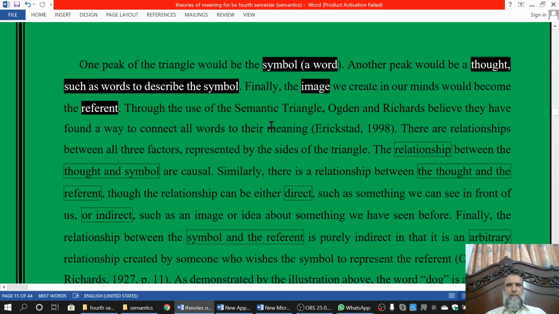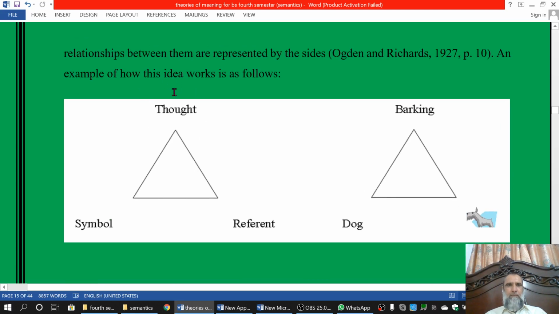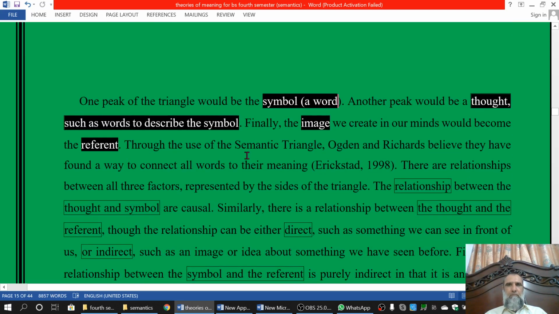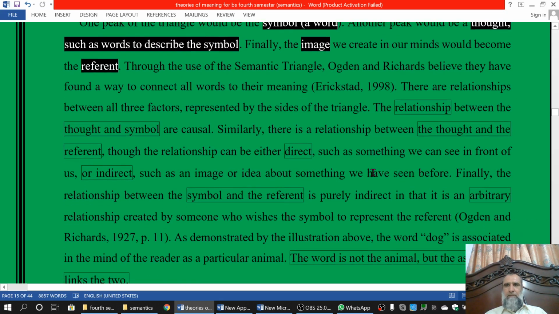In this next paragraph we learn that of the three corners of the triangle, one corner has the symbol. This is a written symbol, for example DOG. It can be a sound symbol or a written symbol. The other corner has the thought, the reference, which is what it is called, and the third one is the referent, the image. So you have a symbol, which is a word, you have thought, which is a reference. These may be words which can describe that symbol, and finally the image, that is the referent.